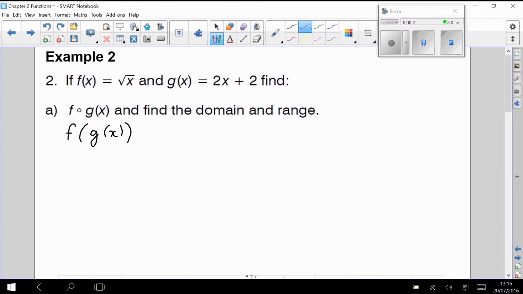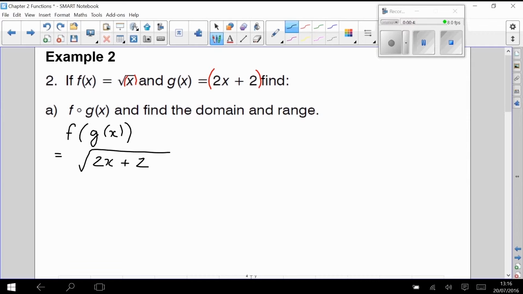In this case, I'm looking at my f function, which is the root of x. And in the f function, where I had an x, I'm going to replace it and put all of the expression for g of x. In other words, my answer is going to be the square root of 2x plus 2.